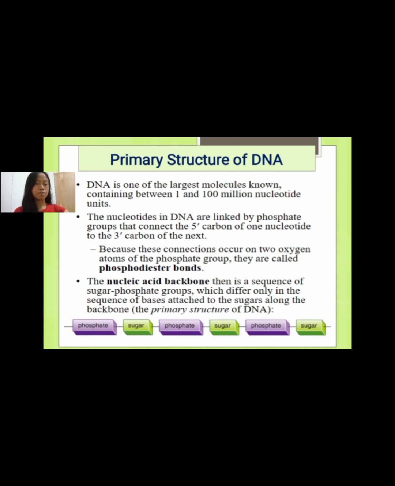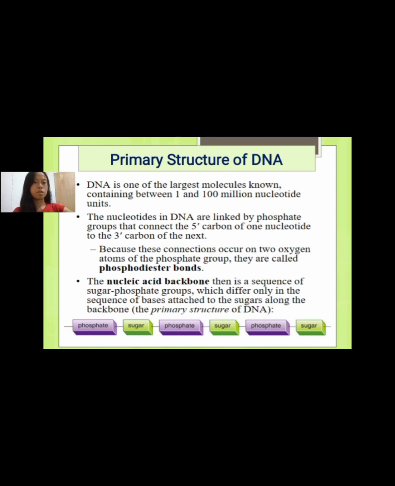DNA, or deoxyribonucleic acid, is indeed a large molecule. It is composed of a sugar molecule, deoxyribose, a phosphate group, and one of 4 nitrogenous bases: adenine, thymine, cytosine, and guanine. The sequence of these bases along the DNA strand forms the genetic code, which contains the instructions for the development, functioning, growth, and reproduction of all living organisms.